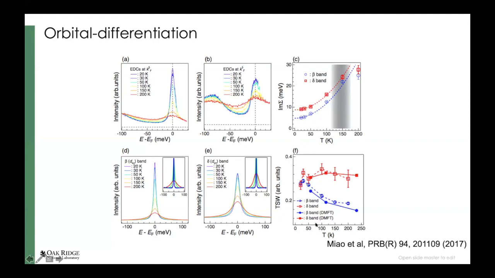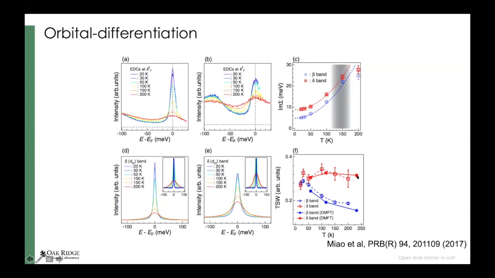And in panel F, we summarize the extracted total spectral weight for the beta band in blue and the delta band in red. You see for the delta band, you do not really lose your spectral weight as you change your temperature. But in strong contrast, you see the beta band quickly loses its spectral weight, almost 50% from 10 Kelvin to 250 Kelvin.